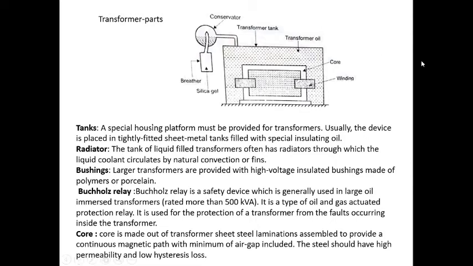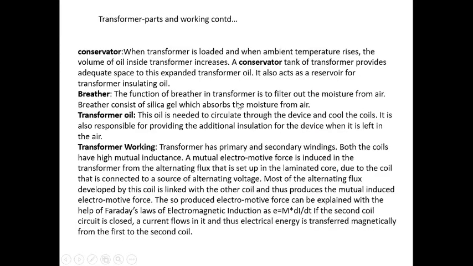Next, we can see the core. Core is made of transformer sheet steel laminations. So these sheet steel laminations should have high permeability and low hysteresis loss. Now we will see the conservator. What is the purpose of it?